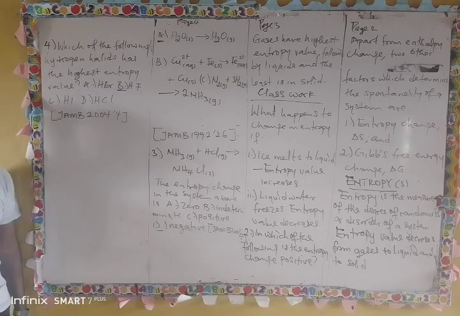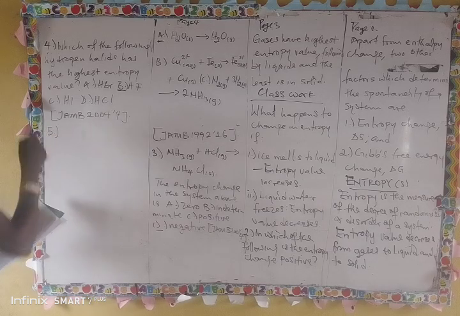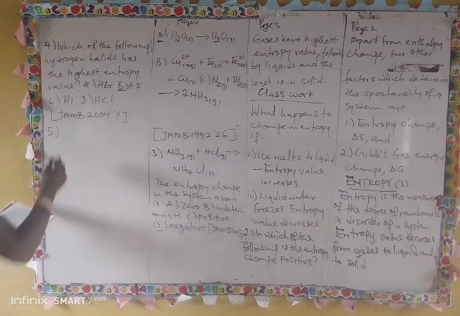As we are moving down group 7, the halogens, what is happening to entropy? It is decreasing. Fluorine is the lightest gas among them, followed by chlorine, which is denser, followed by bromine, which is a liquid. So that is that. Now the next question.